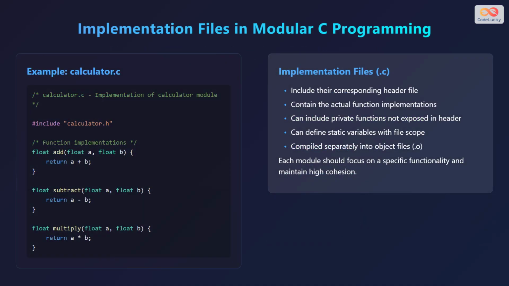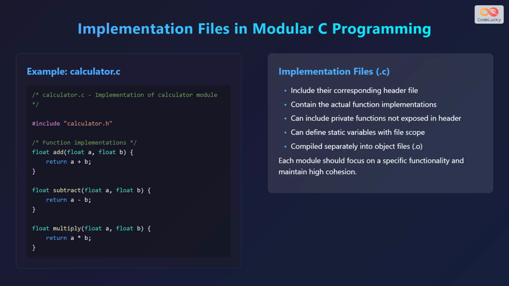Implementation files, which have a .c extension, include their corresponding header file and contain the actual function implementations. They can include private functions not exposed in the header and define static variables with file scope. These files are compiled separately into object files with a .o extension. Each module should focus on a specific functionality and maintain high cohesion. Here's an example of a calculator.c file.